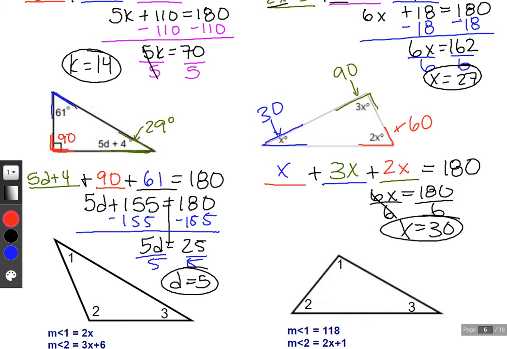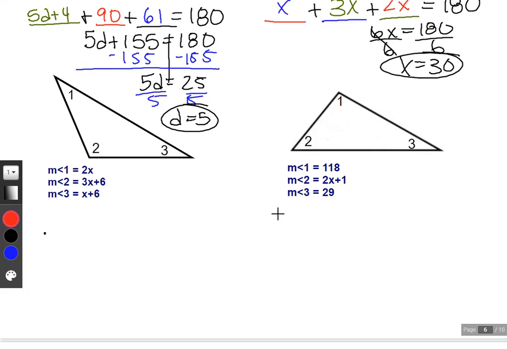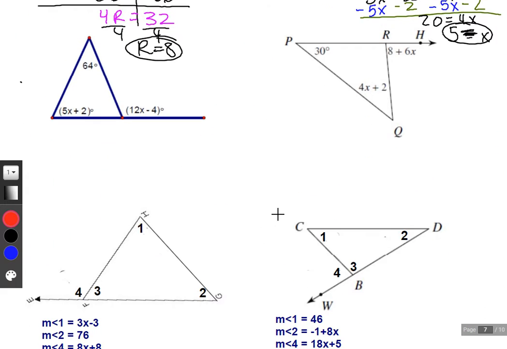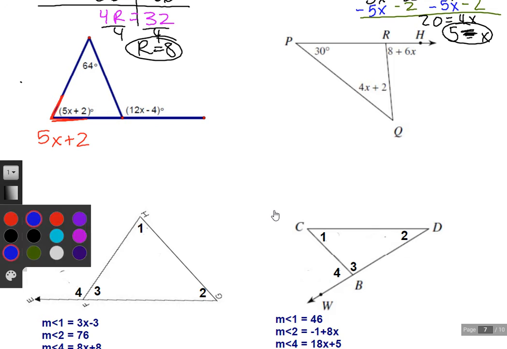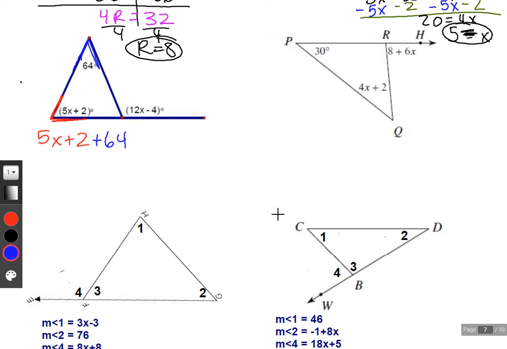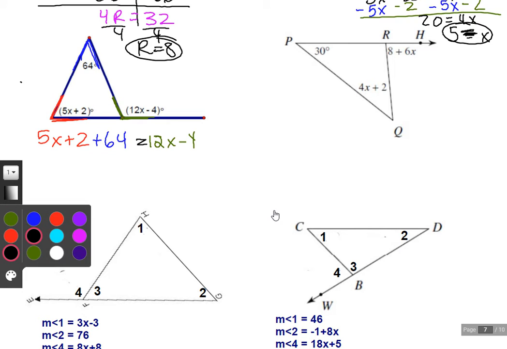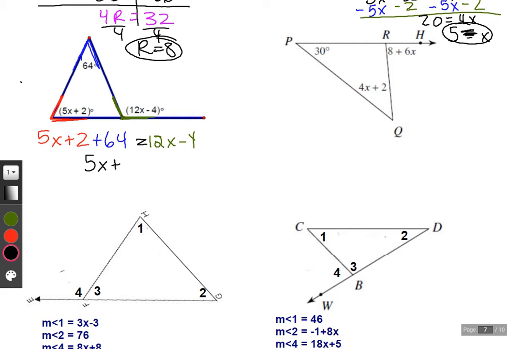Okay, let's talk exterior angles. Okay, exterior angle theorem. If we have two interior angles that are not adjacent to a third exterior angle, then we know we can take 5x plus 2, one of the interiors, add the second interior, 64, and that's going to be equal to the exterior value, 12x minus 4. Okay? So two angles that are inside but do not touch the exterior, add together, get the exterior. Okay, clean up. So 5x plus 66 is the same as 12x minus 4.